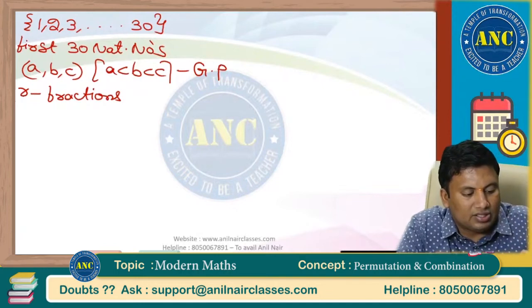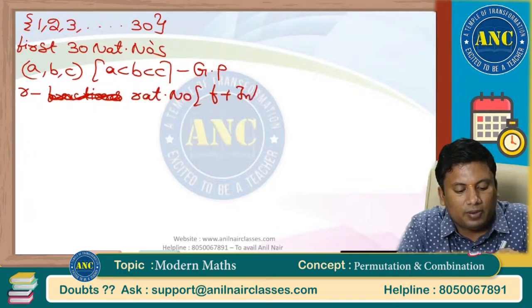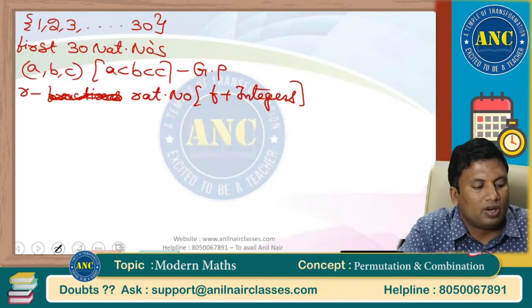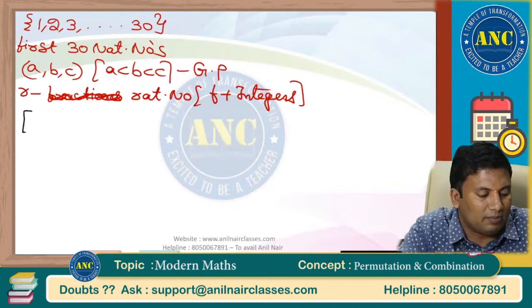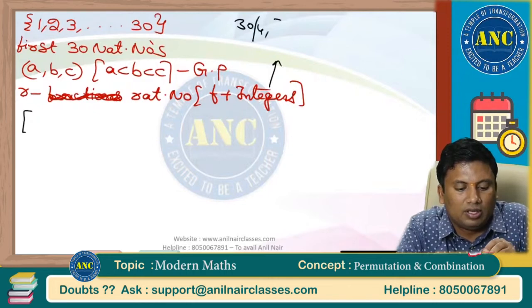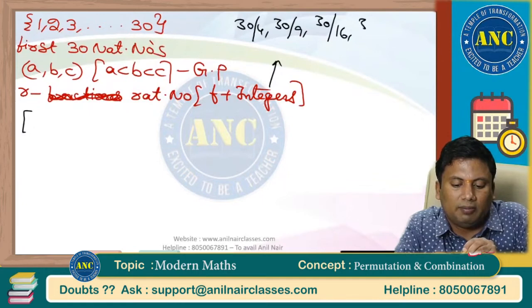Directly tell me the answer. Or you take it as R is in rational number. R is a rational number, which is fractions plus integers. If R is a rational number, what will be the answer? First case will be integers, anyway you can do it. 30 by 4, 30 by 9, 30 by 16, 30 by 25. All these you can do.